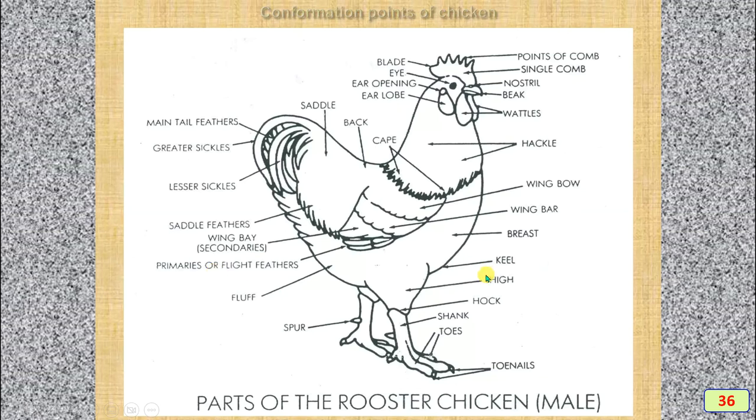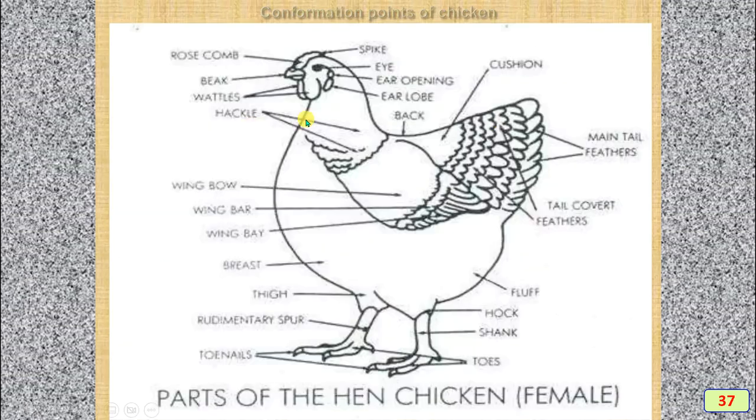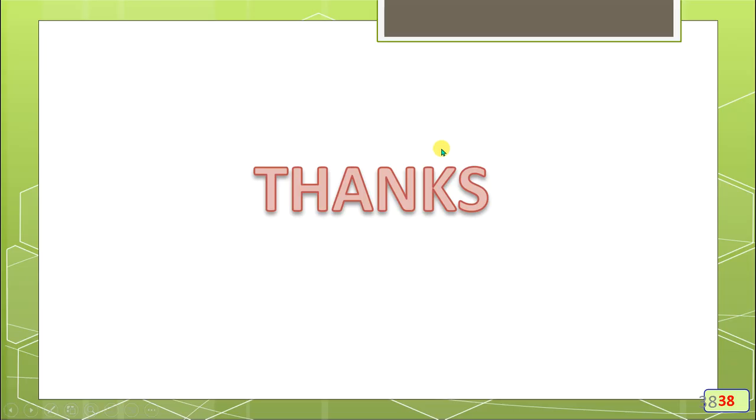Then the rooster, the male chicken, has blades, also called the points of the comb, and wattles, which are characteristic of the male chicken. Of course, these are also there in the female. These are the different parts of the hen, and the tail covert feathers, called the cushion. That's about the body parts of the different animals. And thanks.